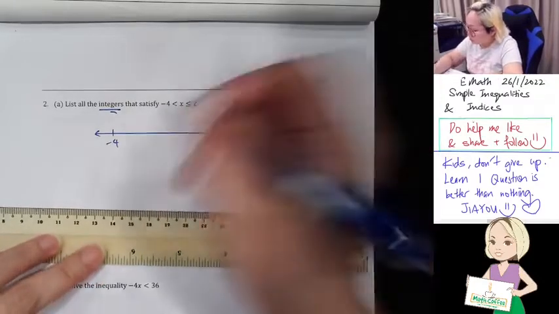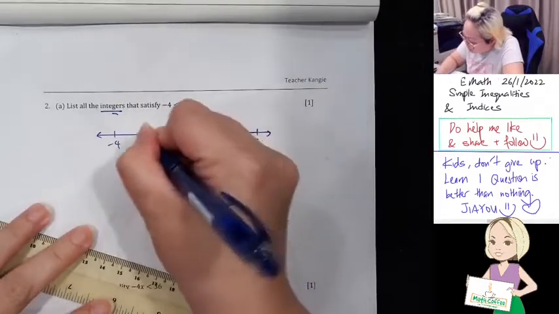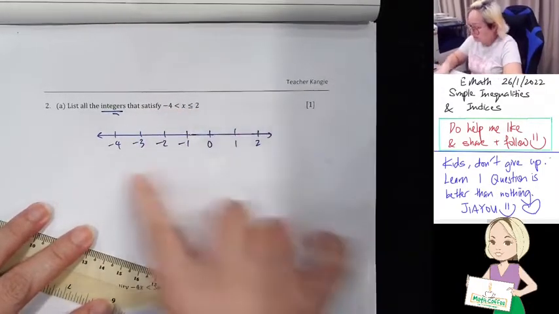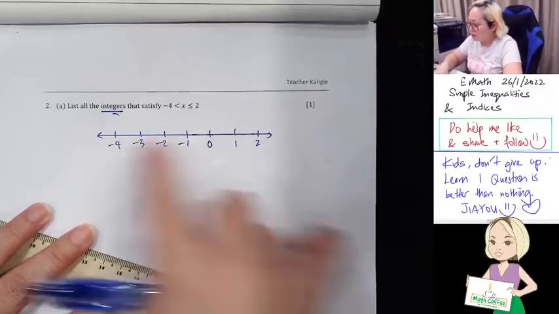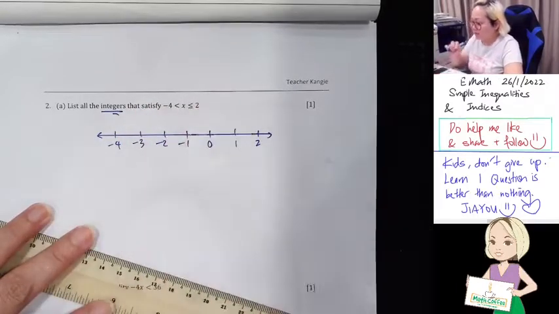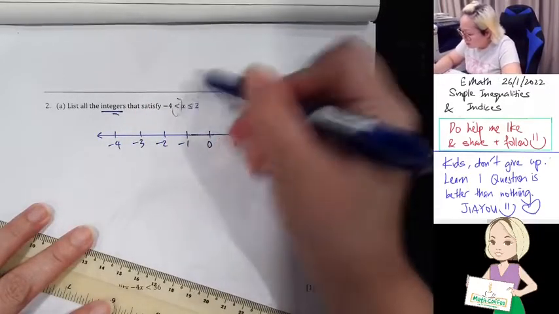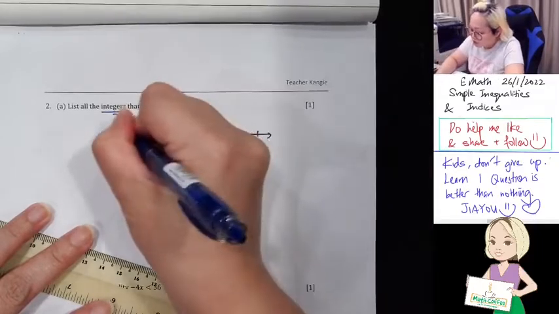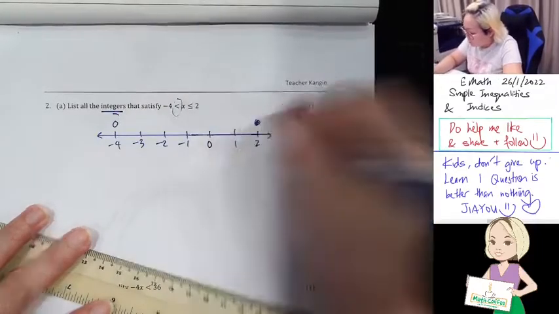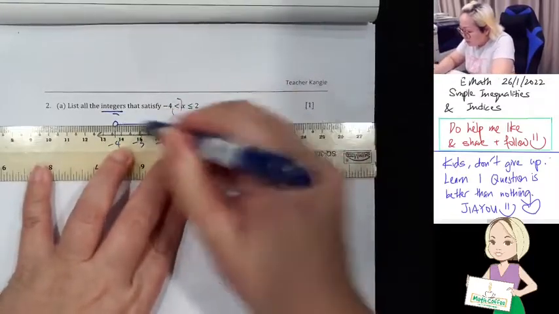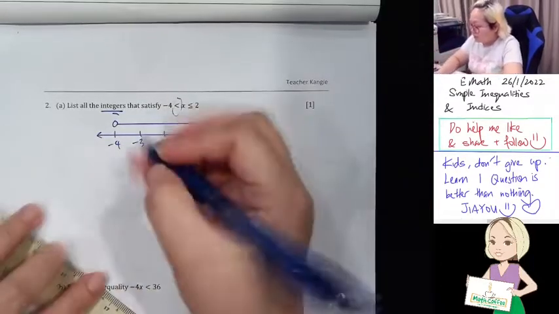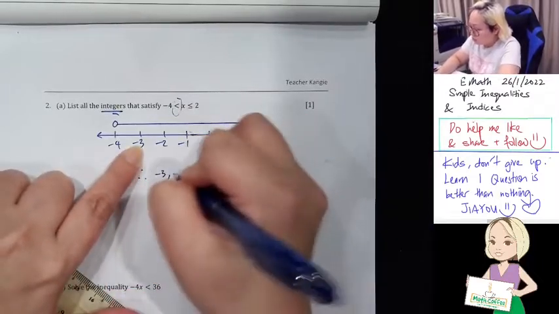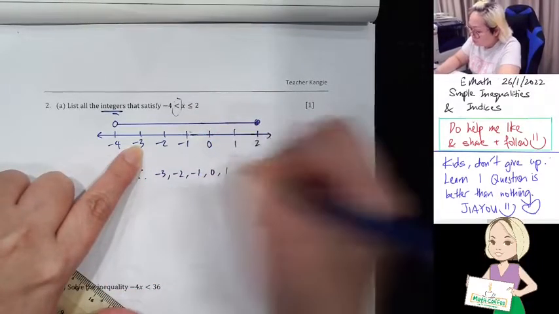Okay, so list down the numbers here. After -4, of course, we have -3, -2, -1, 0, and 1. They want you to list down all the integers that satisfy this. Take note, do you notice that here there is no equal sign? This means that minus 4 is not included. 2 is included. So this is technically the range. In this case, the numbers will be from minus 3 onwards: minus 3, minus 2, minus 1, 0, 1, and 2.